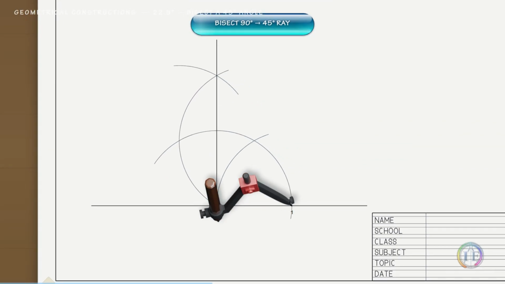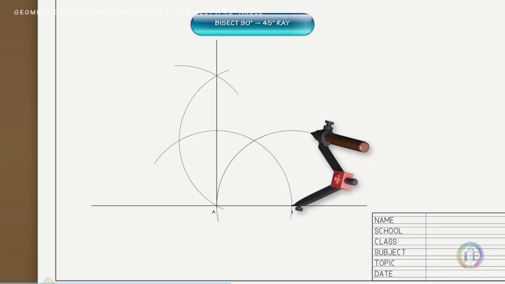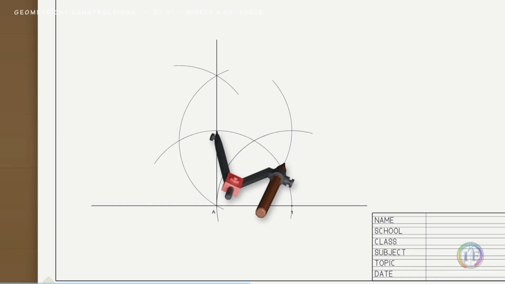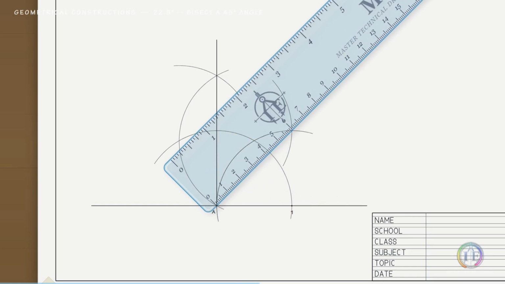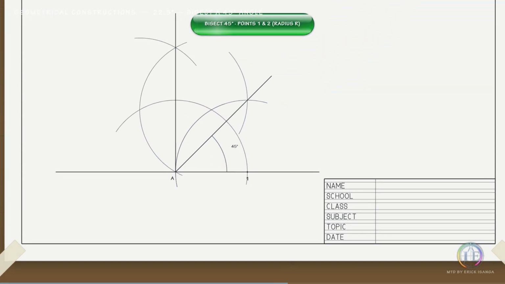Then, with the same radius, we bisect the right angle to give the 45-degree ray. Now we bisect that 45-degree angle. We take 2 points the same distance r from A, point 1 on the horizontal line and point 2 where the arc crosses the 45-degree ray.